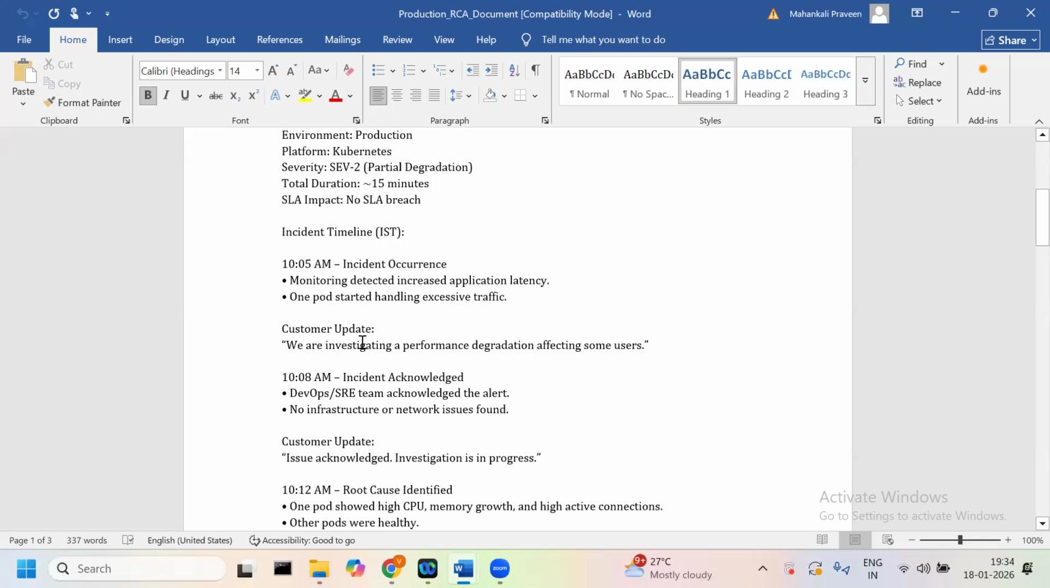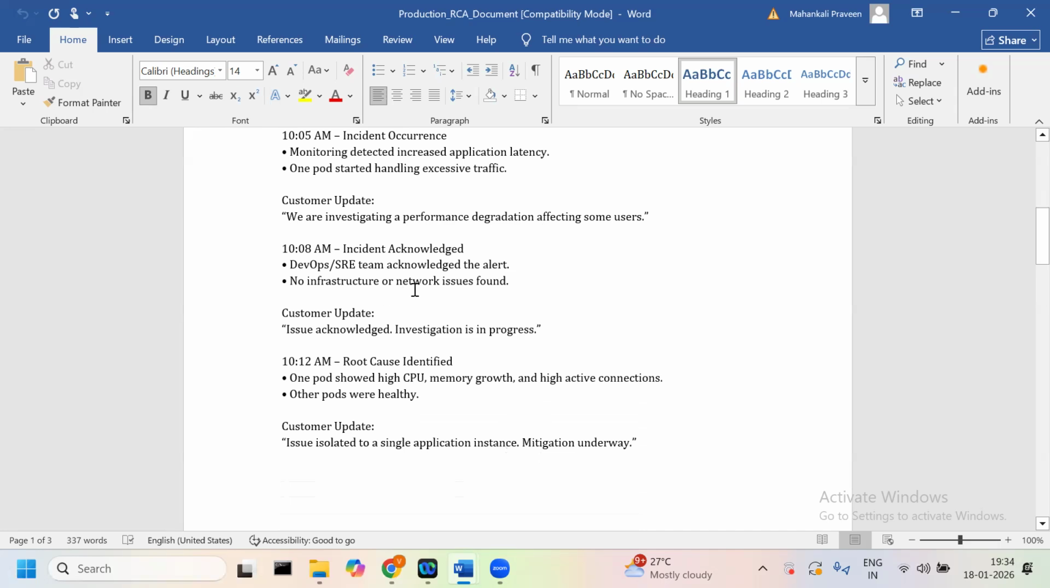We need to update that severity incident and assign it to ourselves. Then we need to update from time to time: we are investigating the performance degradation affecting some users. After 3 minutes, the incident is acknowledged by our DevOps or SRE team, and no infrastructure or network issues were found. So at the infra level, there is no issue. The issue is acknowledged, and investigation is in progress.